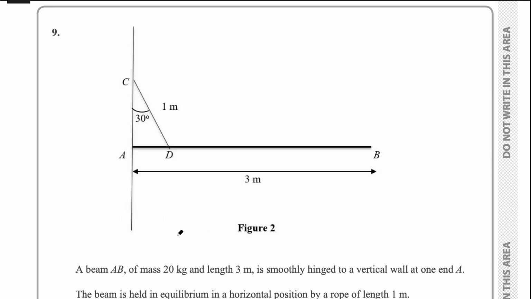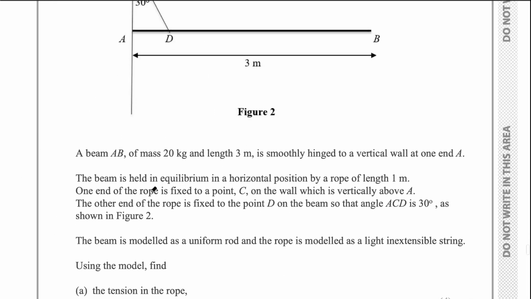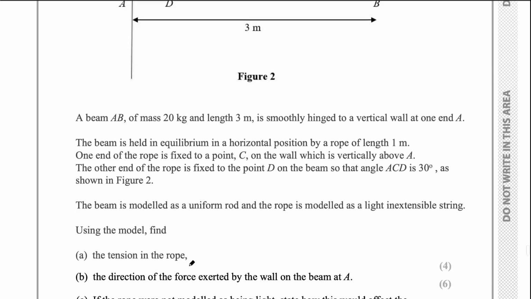Question 9 starts with a diagram, and it says a beam AB of mass 20 kilograms and length 3 meters is smoothly hinged to a vertical wall at one end A. The beam is held in equilibrium in a horizontal position by a rope of length 1 meter. One end of the rope is fixed to a point C on the wall, which is vertically above A. The other end of the rope is fixed to the point D on the beam so that the angle ACD is 30 degrees, as shown in figure 2. The beam is modelled as a uniform rod and the rope is modelled as a light inextensible string. Using the model, find, part A says, the tension in the rope.